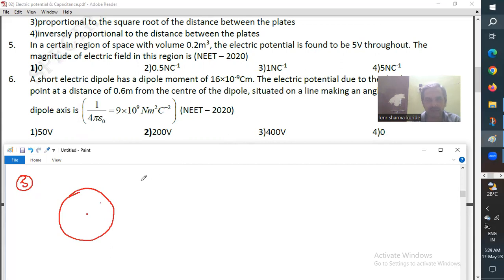So there is a chance for the electric field to be zero when potential is constant. That is possible in the case of a conducting spherical shell. If you want to construct a Gaussian surface, there must be charge. Therefore, there is no charge inside. So constant potential may be possible, but the field does not exist. So the first option is correct.